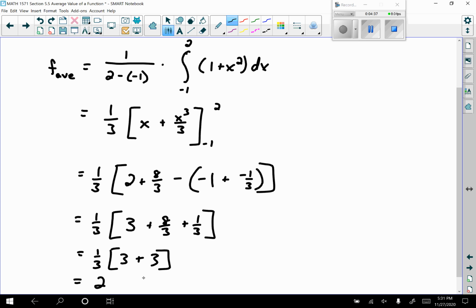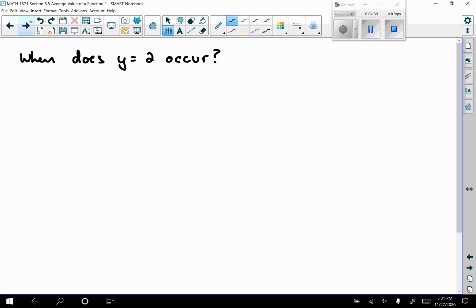Now our next question, this is the average y value. I want to know, when does y equal 2 occur? So what I'm going to do is we're going to set the average y value equal to our function. So we're going to set 2 equal, our function was 1 plus x squared. So in other words, I'm looking for the x values.